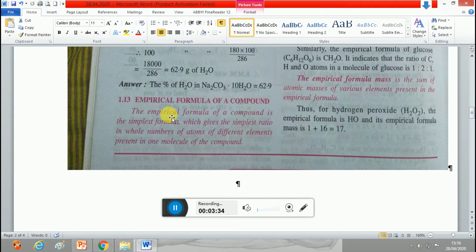The last topic of this first chapter is the empirical formula of a compound. The empirical formula of a compound is the simplest formula, which gives the simplest ratio, in whole numbers, of atoms of different elements present in one molecule of the compound.